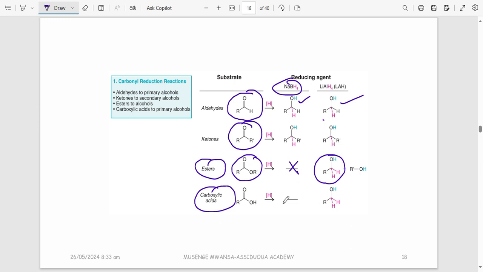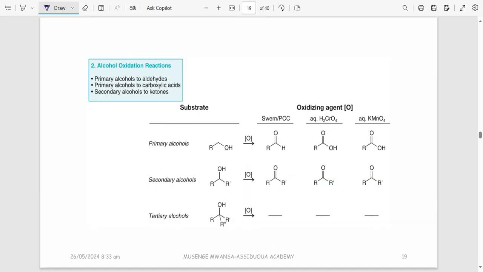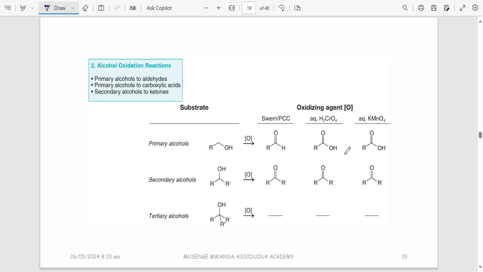And this is very interesting because immediately they give you a carboxylic acid with sodium borohydride, they want you to write a mechanism. There is no reaction. That's your mechanism, no reaction. If you end up writing something, that's wrong. So lithium aluminum hydride is a much stronger reducing agent. Now, sorry, these are reducing agents, all right? Reducing aldehydes, ketones, esters, and carboxylic acids into alcohols.